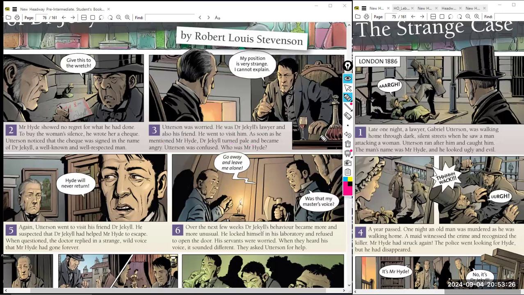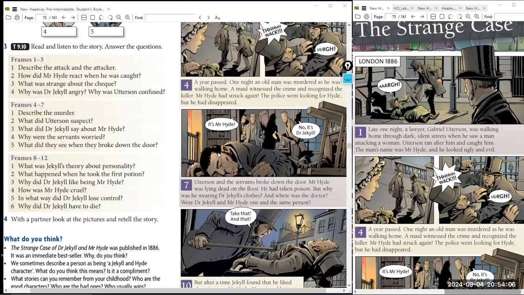The check was under the name of Dr. Jekyll. Yeah. Utterson noticed that the check was signed in the name of Dr. Jekyll, exactly. This is why Dr. Jekyll turned pale and became angry, because he was caught. That he was the person who did the attack. Okay.